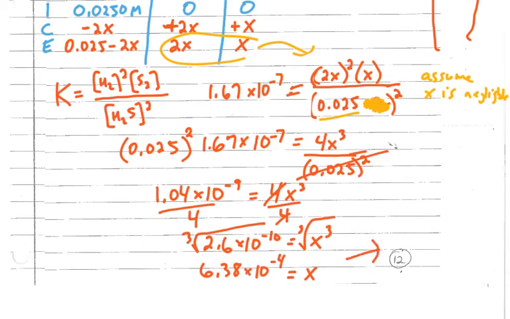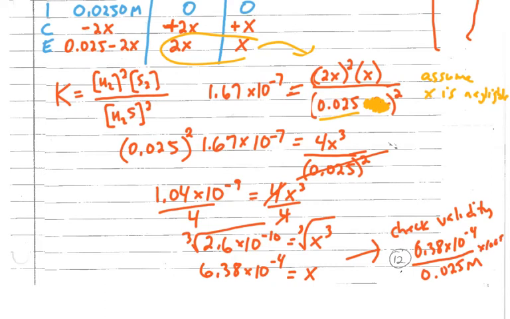All right, we must check the validity. In other words, make sure that this is less than 5% of our initial concentration. So 6.38 times 10 to the negative 4 divided by the initial concentration, which was 0.025 molar, times 100%, and that equals 2.6%, which is less than 5%. It's less than 5%, so it's kosher. Using this x is negligible shortcut was kosher in this case.